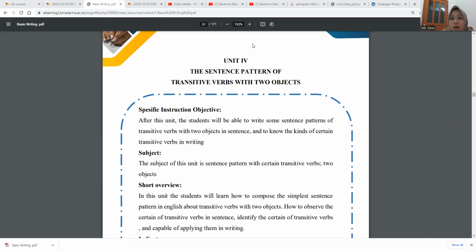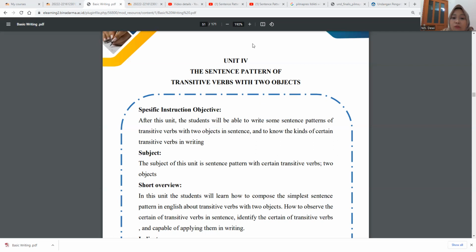This is Unit 4, the sentence pattern of transitive verbs with two objects. I hope that everyone is in good condition so you can follow my lesson well. At the end of this class, you're going to have some assignments to do that you have to upload on the e-learning page.